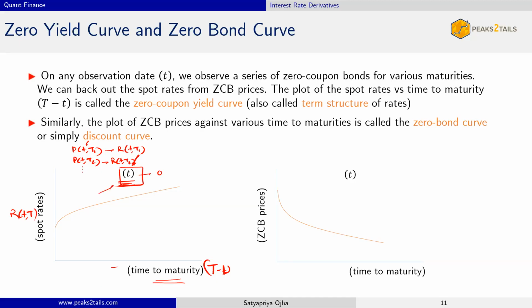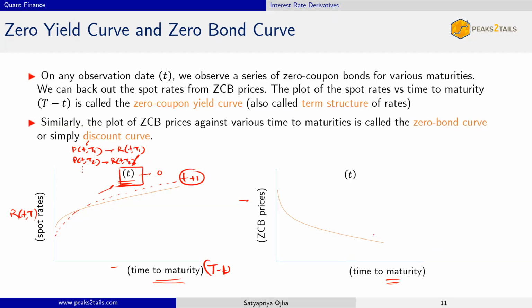The reason I like to keep small t here is that this is the scene today. Tomorrow, small t gets updated and the yield curve will change. It can become something like this. For the next day, t plus 1, it can look like this. So I'm keeping t as a variable so that you always think at the back of your mind that small t is continuously evolving. We are moving forward in time. On the right hand side, we have the plot of zero coupon bond prices. Simple: time to maturity and the prices of the zero coupon bonds.